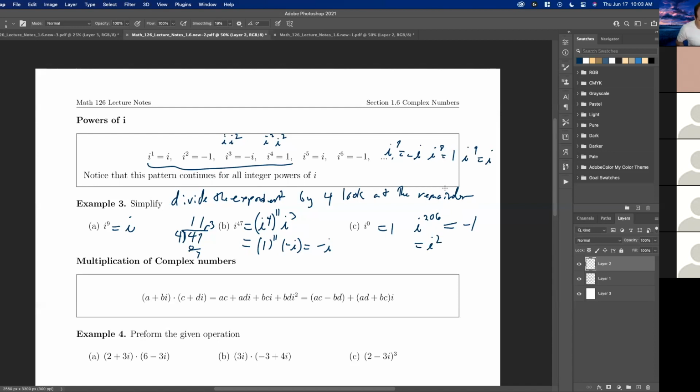Does that kind of make sense? You'll do one or two problems like these. You divide by 4, and then whatever the remainder is: if it's 0, it's 1. Let me write that in. i to the 0. If it's 0, it's 1. If the remainder is 1, it's i. If the remainder is 2, it's -1. If the remainder is 3, it's negative i. And since you're dividing by 4, you should never have a remainder of 4. Since all these are integers, you're only going to have whole number remainders.